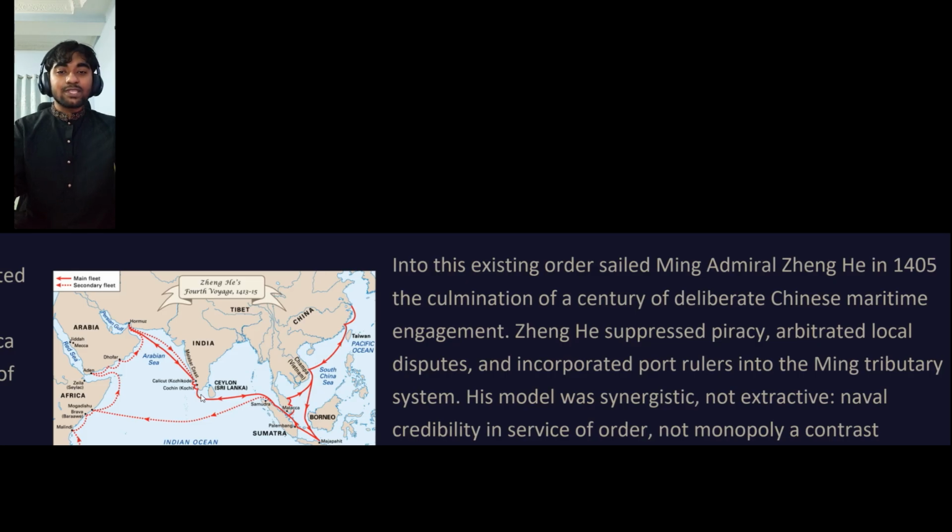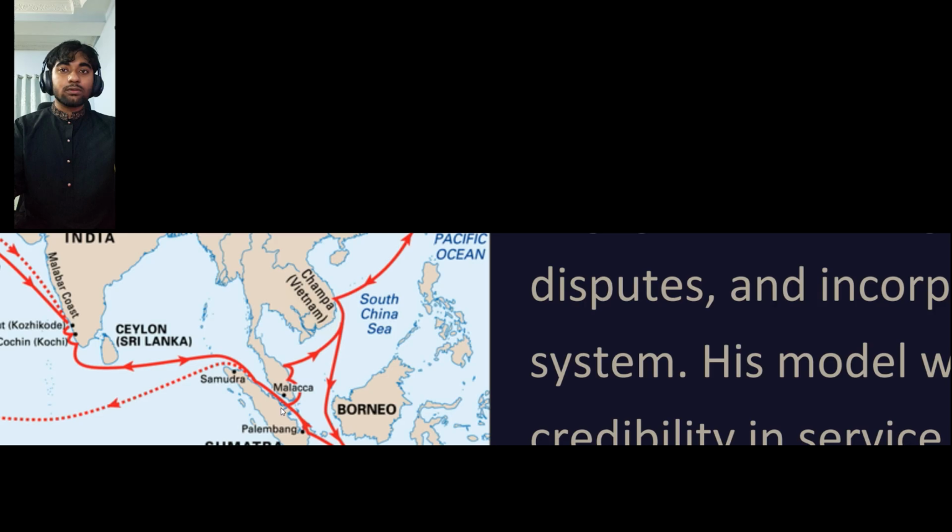For example, he suppressed a pirate warlord somewhere around here in the Strait of Malacca. His name was Sen Zui. He also mediated political disputes and incorporated rulers into the Ming tributary system. There was one dispute between Calicut and Cochin here, and he supported Cochin, and later the ruler of Cochin had to give the Ming dynasty tributes.